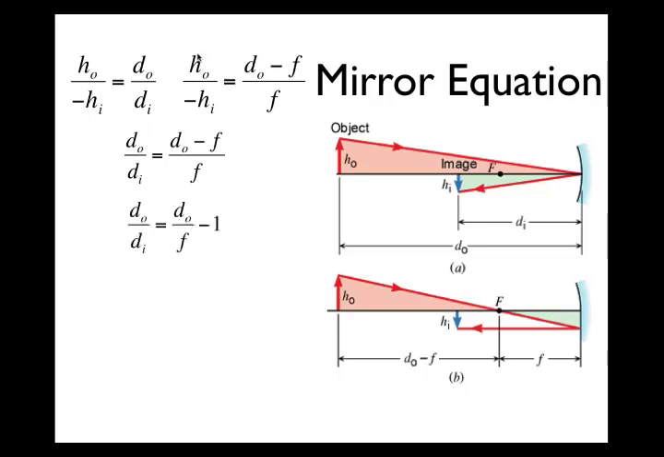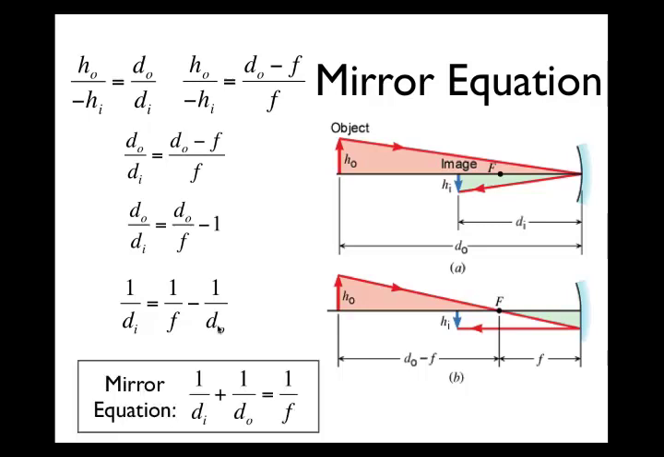Now we're just going to do a bit of manipulation. Focal length over focal length is 1, so we can rewrite this slightly. And then I can divide through by the object distance to get 1 over the image distance equals 1 over the focal length minus 1 over the object distance. And conventionally, we put the term involving the object distance on the left side of the equation so that we form the mirror equation, which says 1 over the image distance plus 1 over the object distance equals 1 over the focal length of this particular mirror.